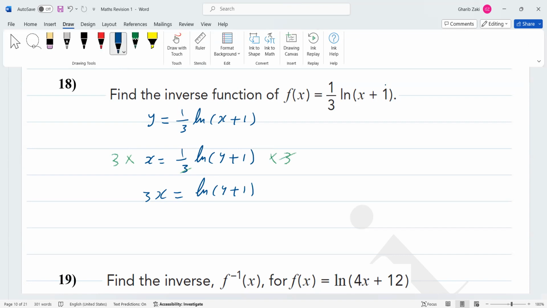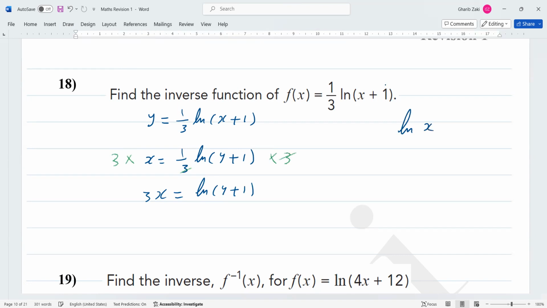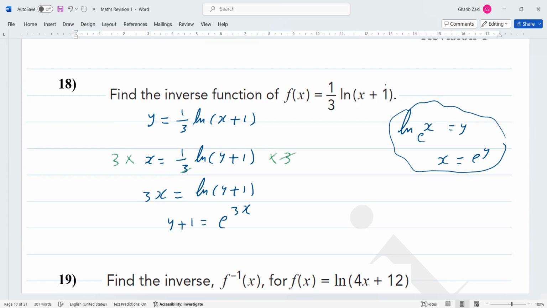Remember this formula, ln x to the base e equals y. So x equals e to the power y. ln of the number to the base e equals the power. Then y plus 1 equals e power 3x. Shift 1 to the other side. So y equals e to the power 3x minus 1. Y is the inverse. Then f inverse of x equals e power 3x minus 1. Okay.